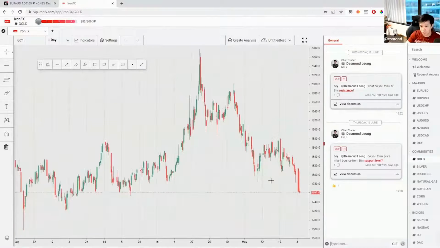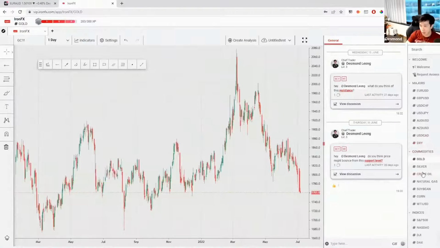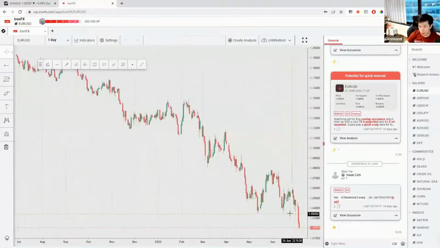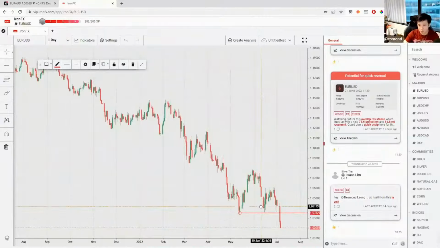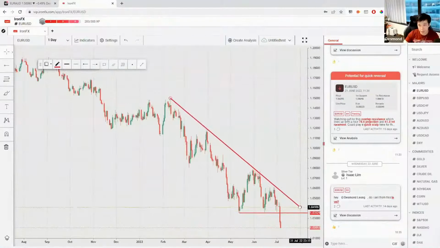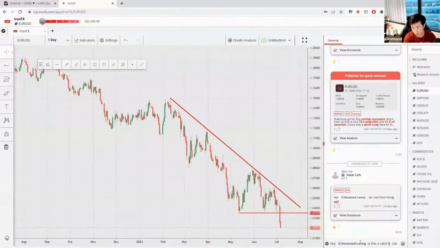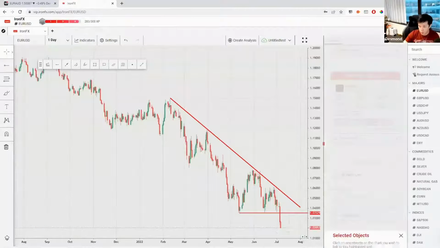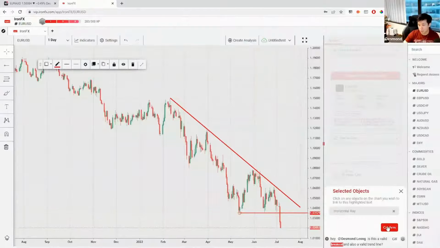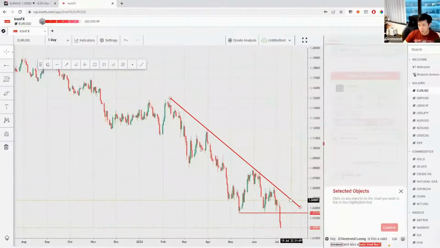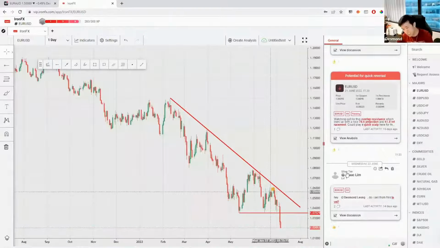You're able to actually ask me questions. So maybe you are looking at EUR/USD and you're wondering, has this breakout happened, and is this a valid trend line? You can just come in here and say, hey Desmond, is this a valid breakout and also a valid trend? Highlight the word, link object to text, and select the object that you just drew. For the trend line, highlight it, select link object to text, select the trend line, click confirm. You can send the message through.